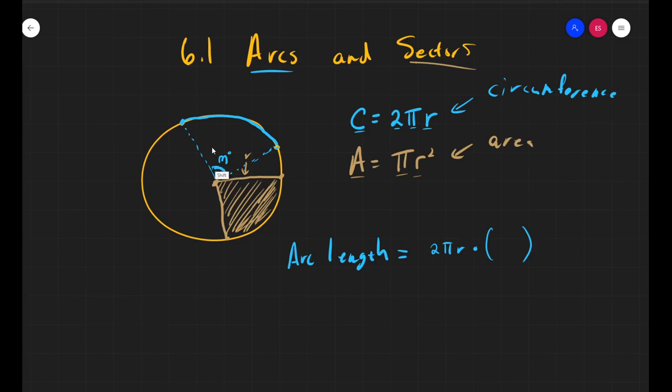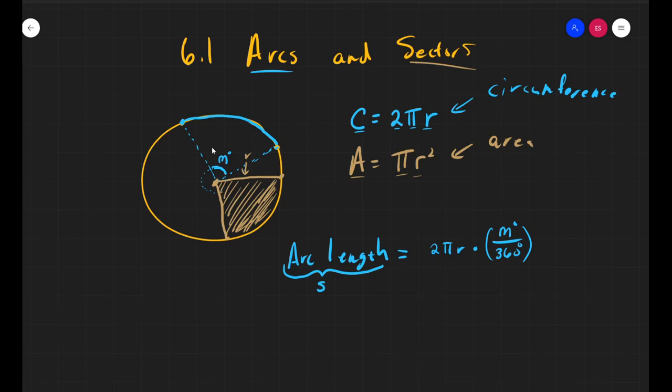All right, so if we know that this is m degrees, we want to say, okay, what fraction of the whole circle is m? So if we take m degrees divided by the total number of degrees in a circle, which is 360, that'll give us the fraction of the circle that this arc makes. So let's say we have, for arc length, I'm going to use the letter S. Right, S.